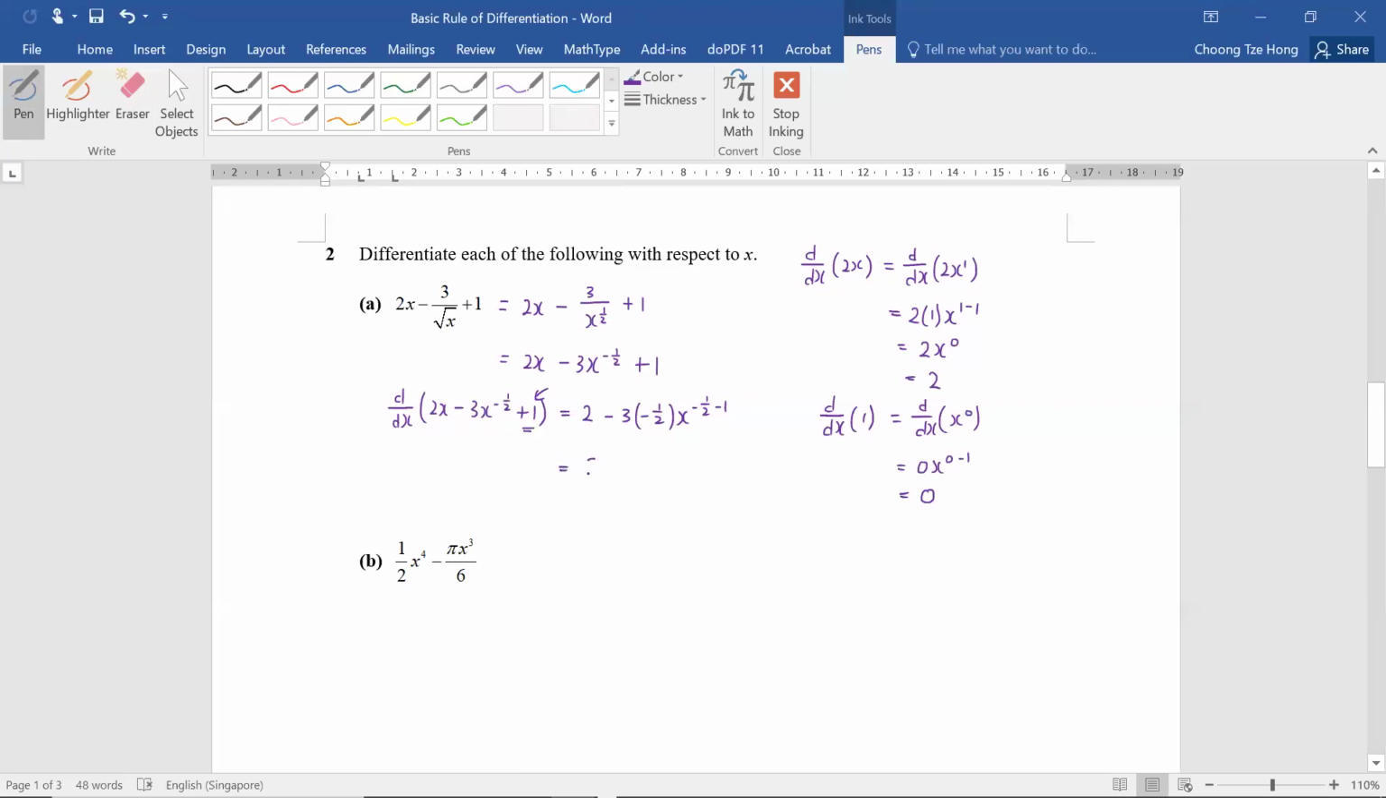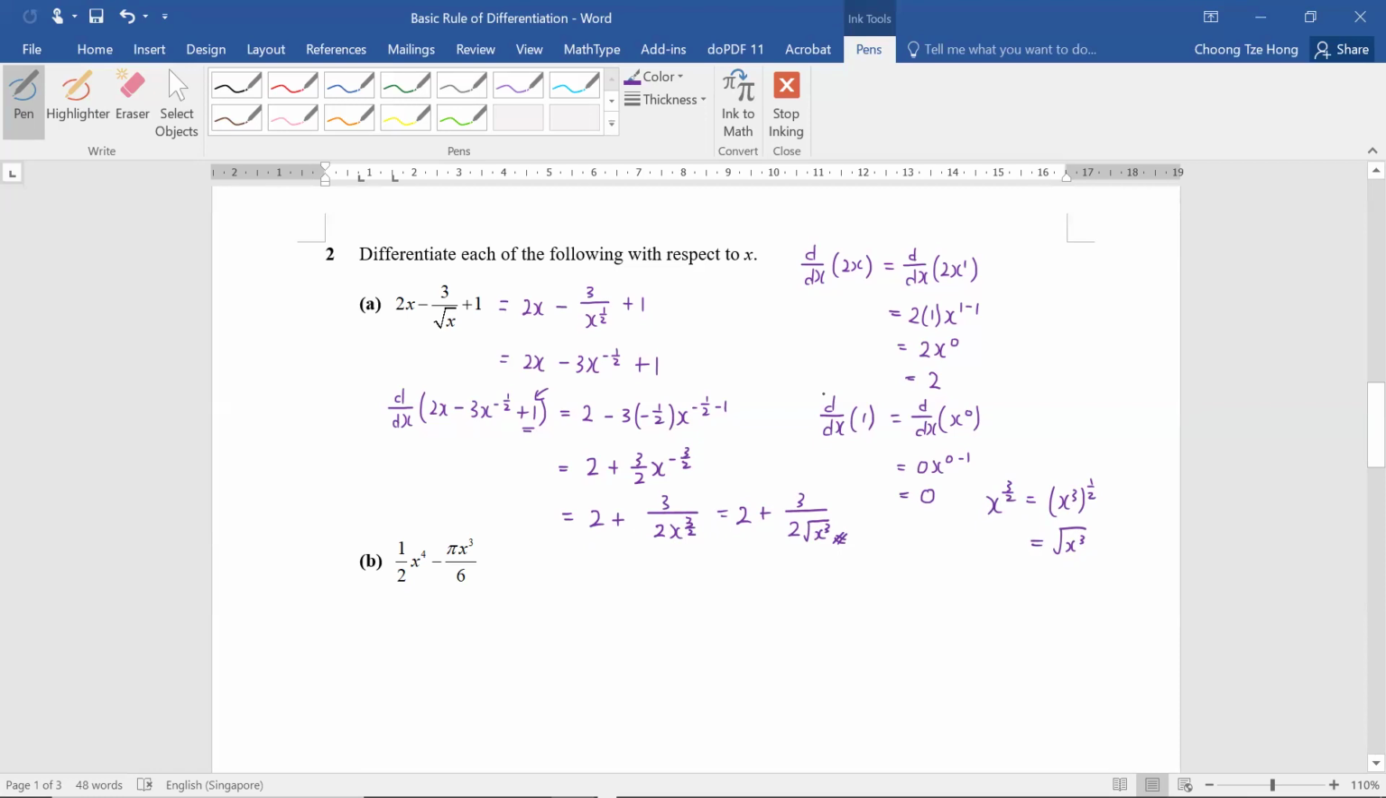The next thing will be this. Negative 3 times negative half, you'll get plus 3 over 2, x to the power of negative 3 over 2. Then 2 plus 3 over 2, x to the power of negative 3 over 2. We have to return it to the square root form. If you recall, x to the power of 3 over 2 can be written as x cubed to the power of half. Power half will become square root. So the answer will be 2 plus 3 over 2 square root x cubed.